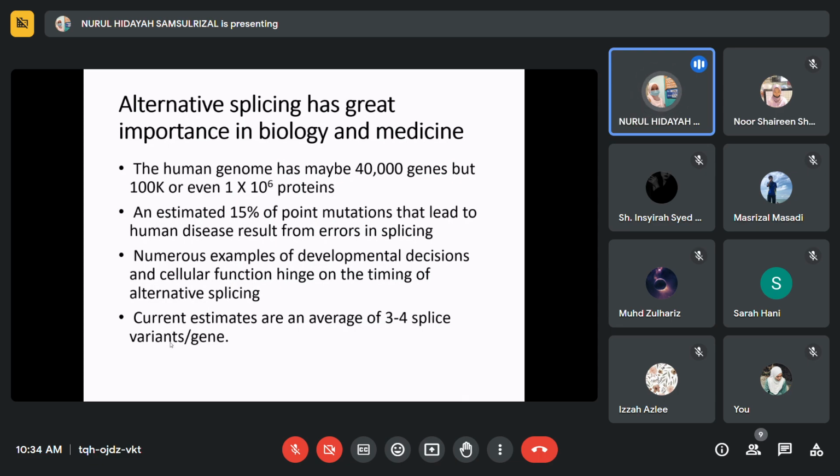So satu gene tu mungkin dia boleh hasilkan 3 atau 4 jenis protein. Disebabkan itulah bila you kalikan 7,000 tu, katakanlah dia 7,000, you have 7,000. So we multiply with 4, dalam 28,000 transcribe. Transcribe and also proteins. Okay, so this is what alternative splicing is all about.